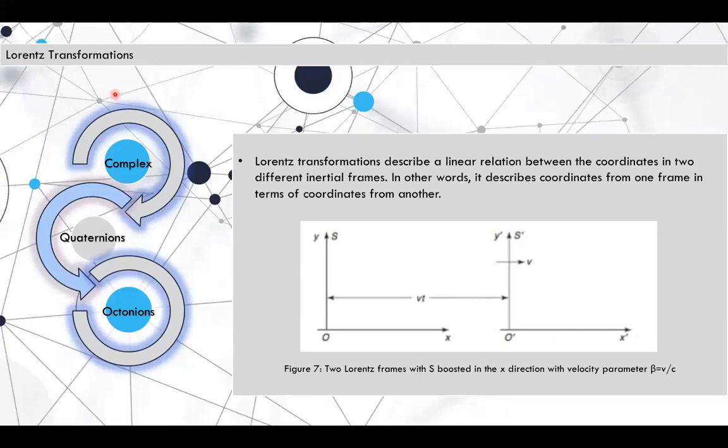Now, what is a Lorentz transformation? A Lorentz transformation is simply a linear relation between the coordinates in two different inertial frames. So we have these two Lorentz frames, S and S prime, and we can describe the coordinates in S in terms of the coordinates in S prime. That's the basic idea of what a Lorentz transformation is. And they're usually represented by matrices L.